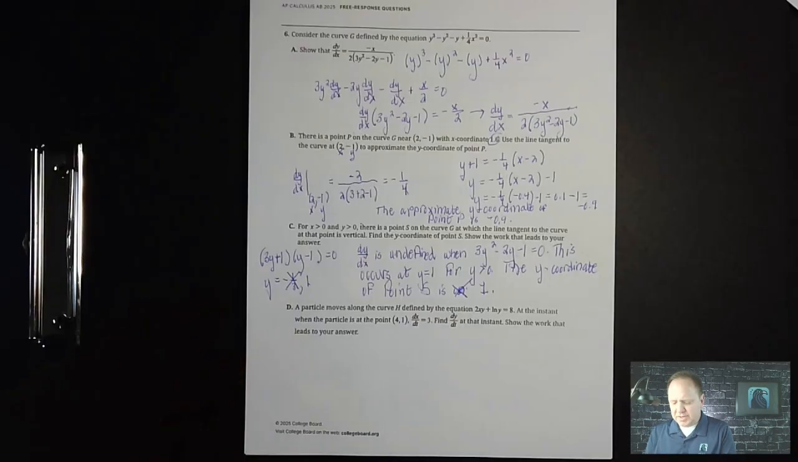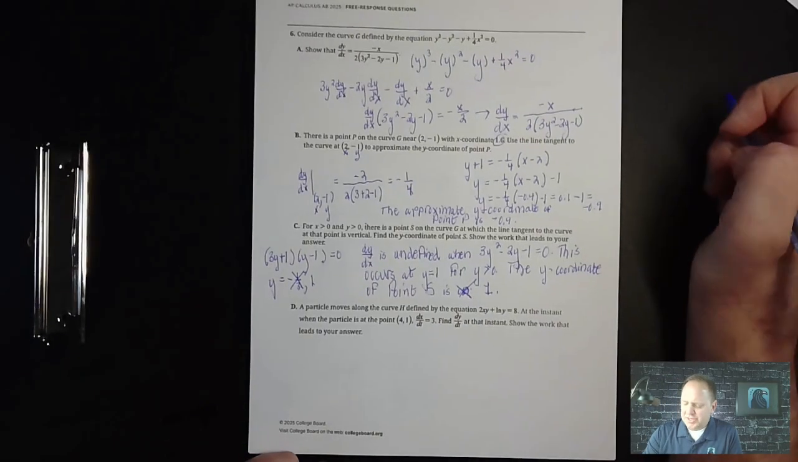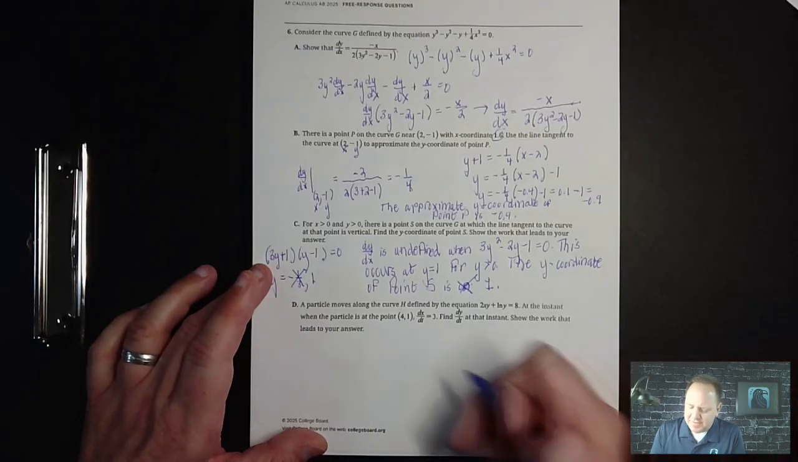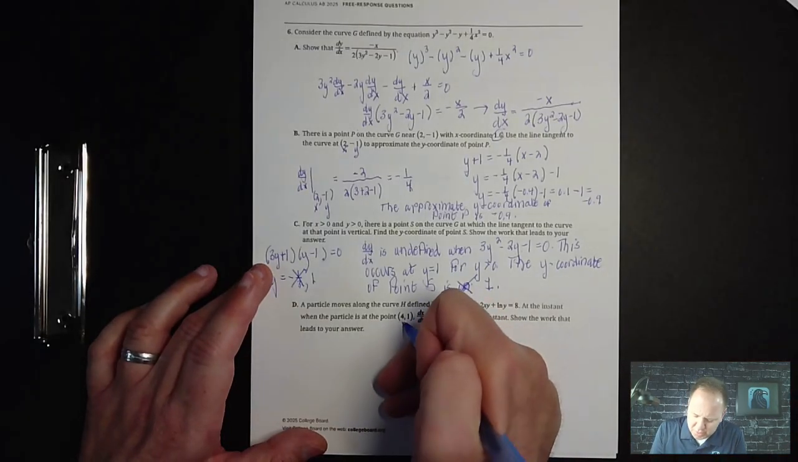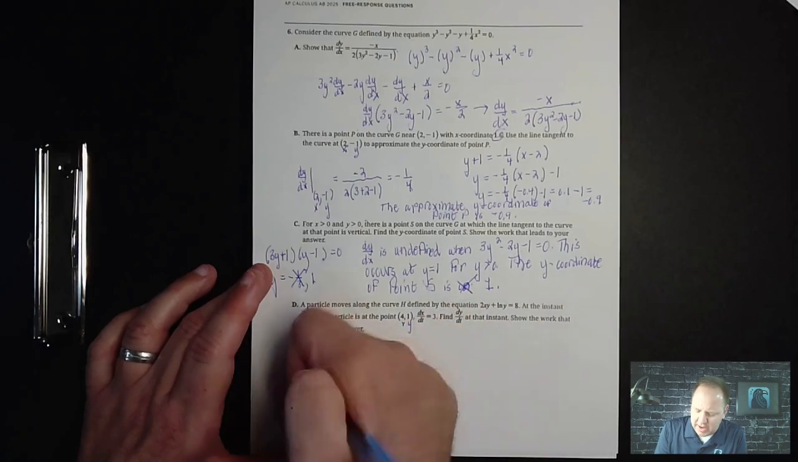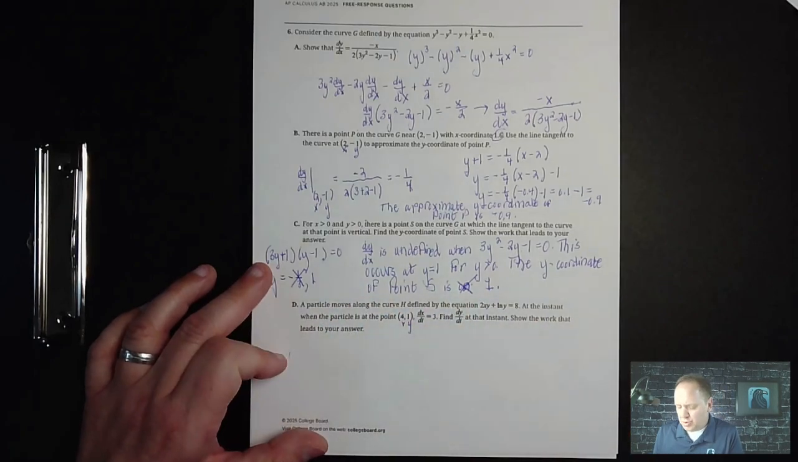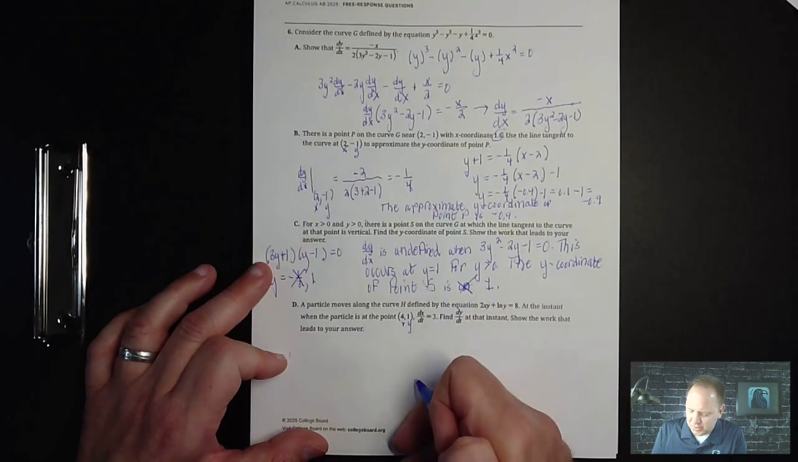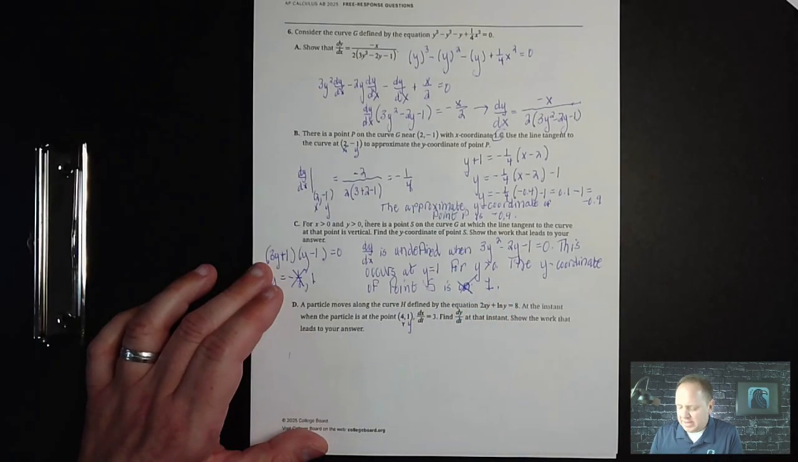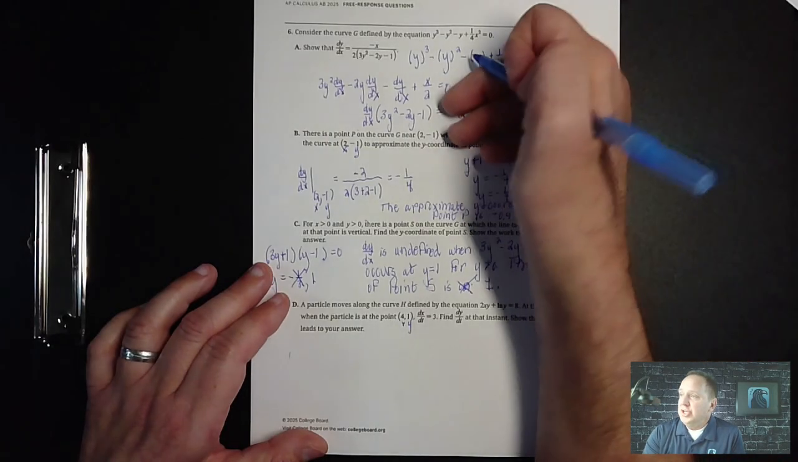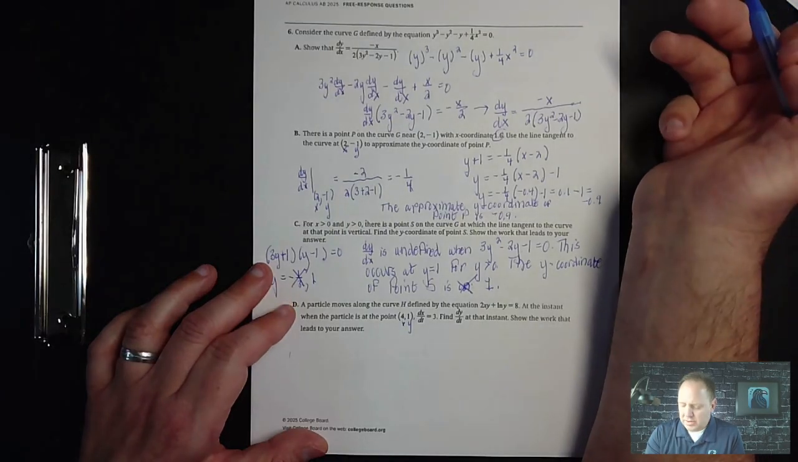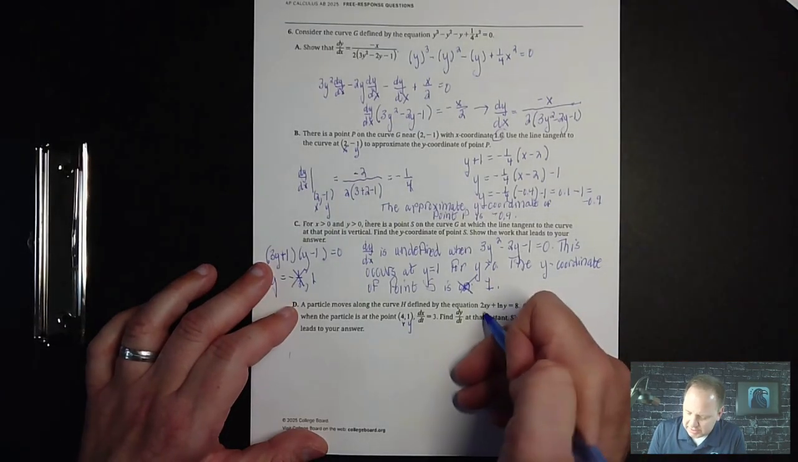So a particle moves along the curve H, defined by the equation here, at the instant when the particle is at 4, 1, so that's my x, y, and you'd probably want to write that down in your blue book for part D. Put this down there too, dx dt is 3. It says find dy dt at that instant, and then show the work that leads to this answer. This is just a related rate, right?